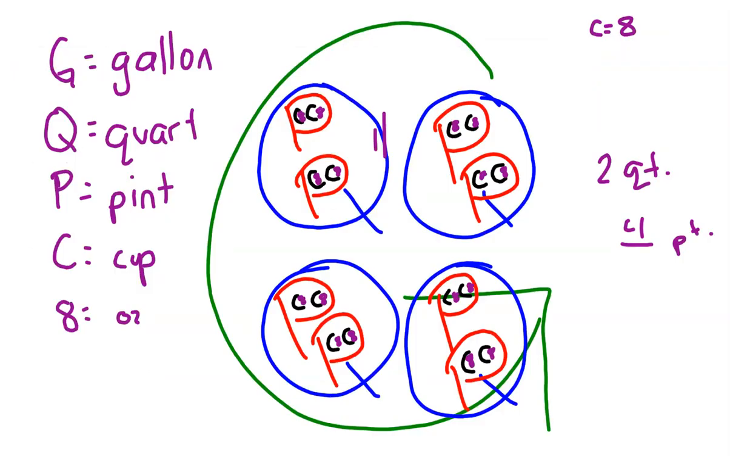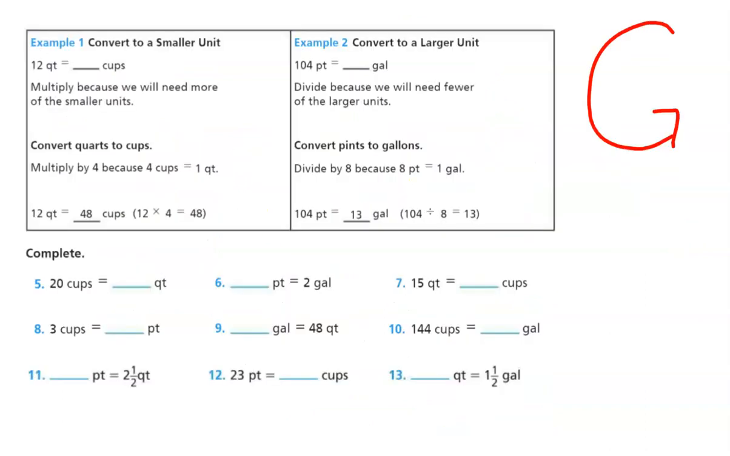If you remember our picture, this is 1 quart right here. And I had 1, 2, 3, 4 cups, okay? So because of that, I am going to multiply this number by 4, which tells me that I had 48 cups.